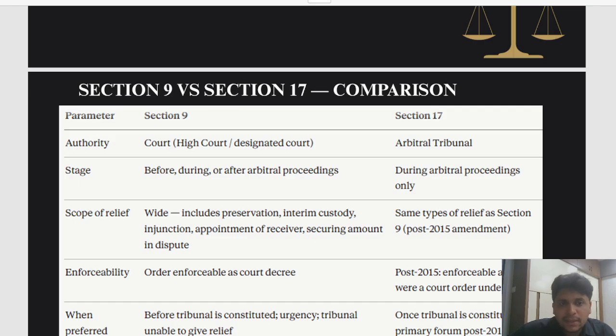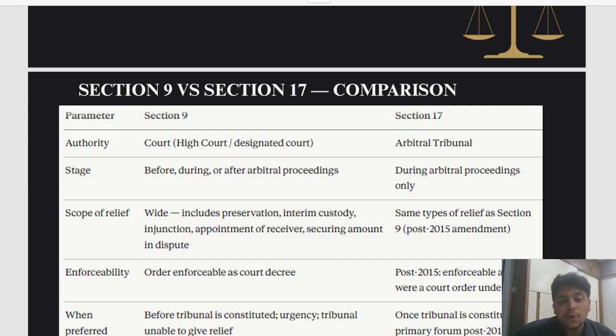So the first parameter is authority. Under section 9, authority is with the courts, that is the judicial authority. Section 17, the authority is with the arbitral tribunal. Next, the stage at which section 9 and section 17 can be filed. So before, during or after the arbitral proceedings.